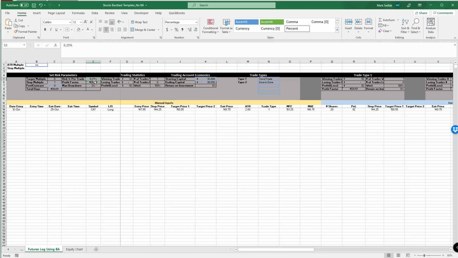Now, whatever you put in here, you can change later. It'll just update everything down here. But this is the way I personally like to do it. And then it's going to tell us what the profit factor is once we start typing trades in.